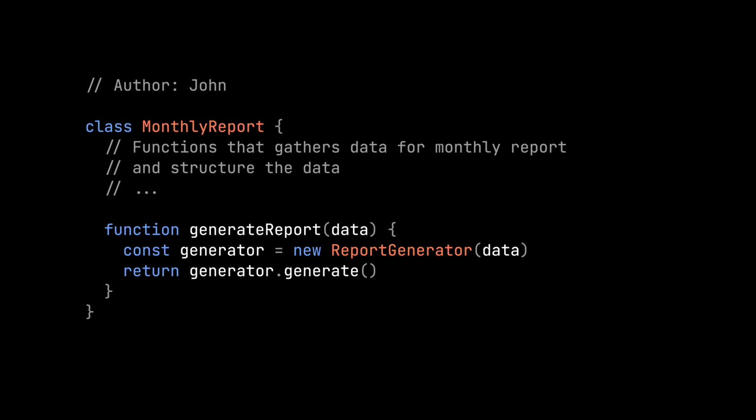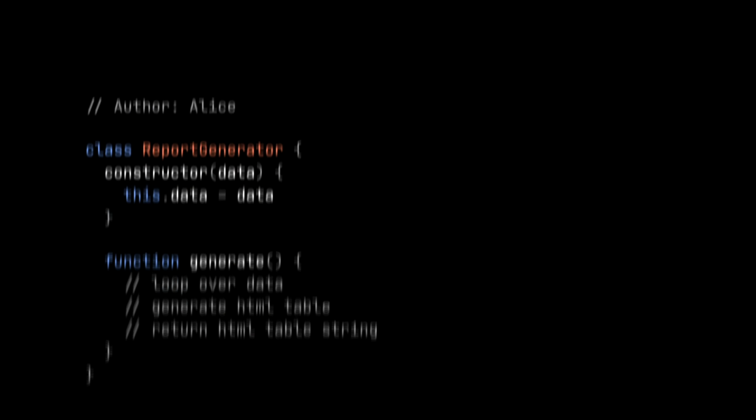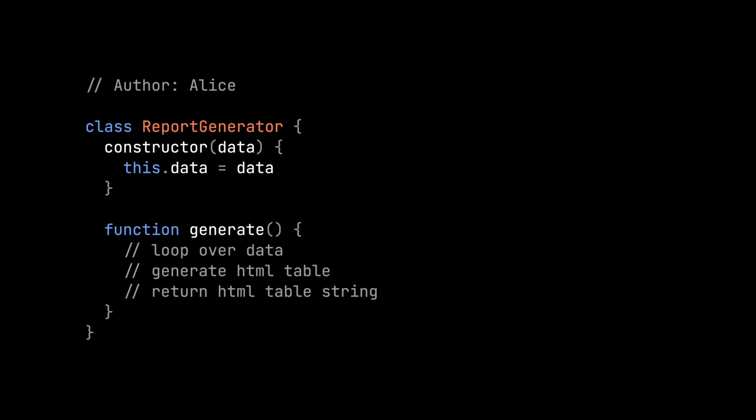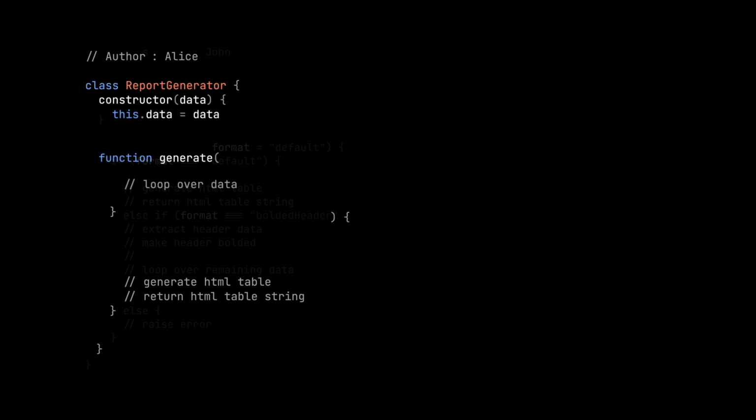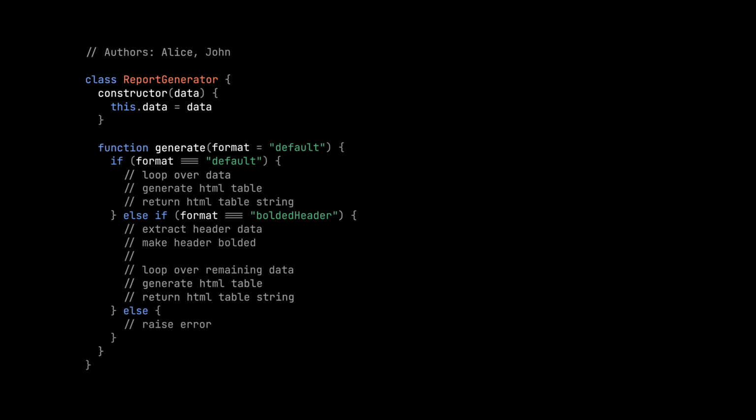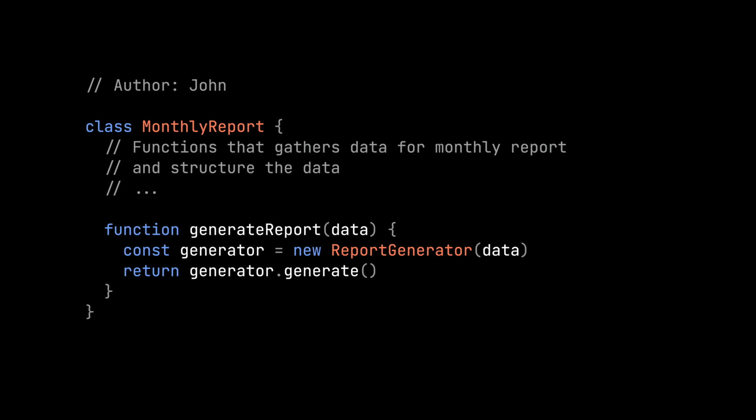Then John looks at the report generator and comes to a conclusion that he can modify it slightly to get the desired result. He makes a small change to the report generator. He adds a format parameter to the generate function with a default value. If the format is default, we get the old formatting. If the format is bolded header, we get a bolded formatting. Looks straightforward. After changing the report generator, he needs to change the monthly report to pass the additional parameter. Here we go. We have passed in the new bolded header parameter, and now we can get a different report in different scenarios.